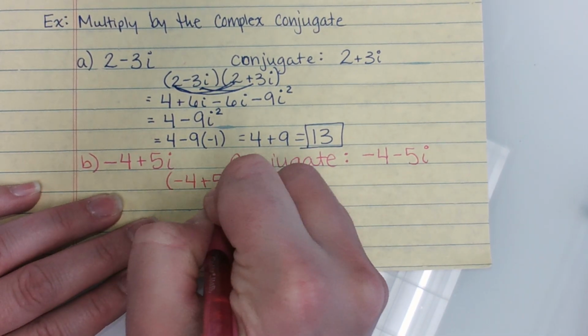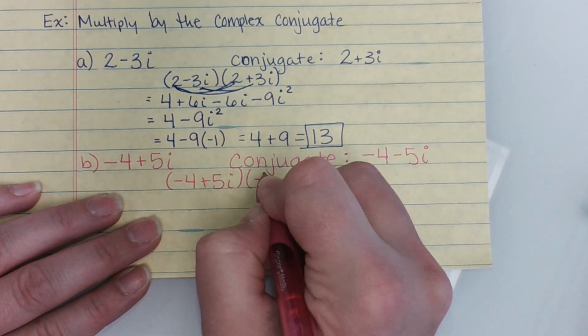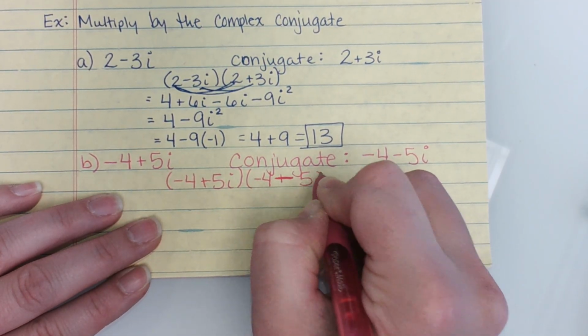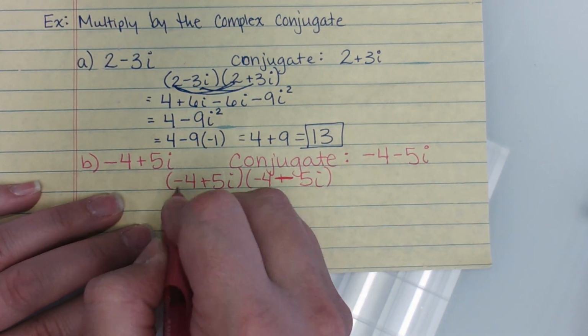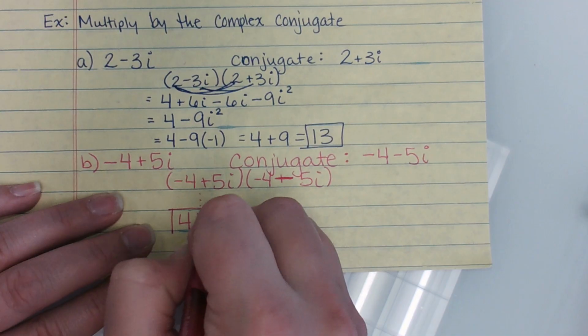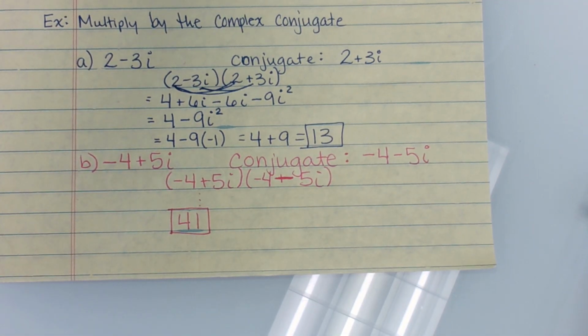Now, as I said, I'm not going to do this entire thing. If you are one who wants to, oops, that's minus. Try this out on your own. In the end, you should end up with 41. You lost a negative along the way.